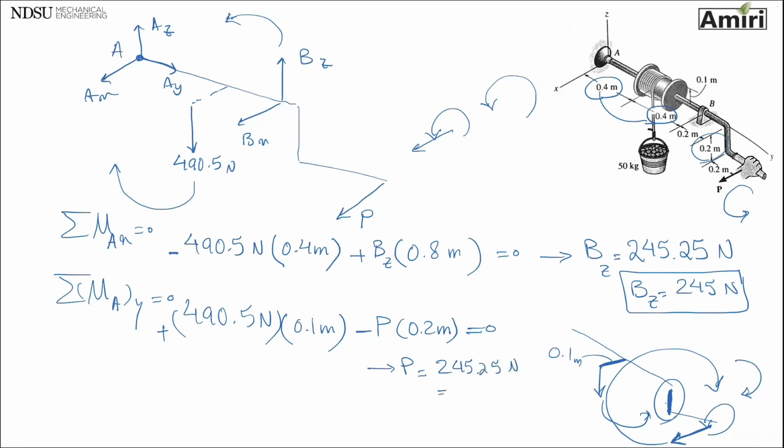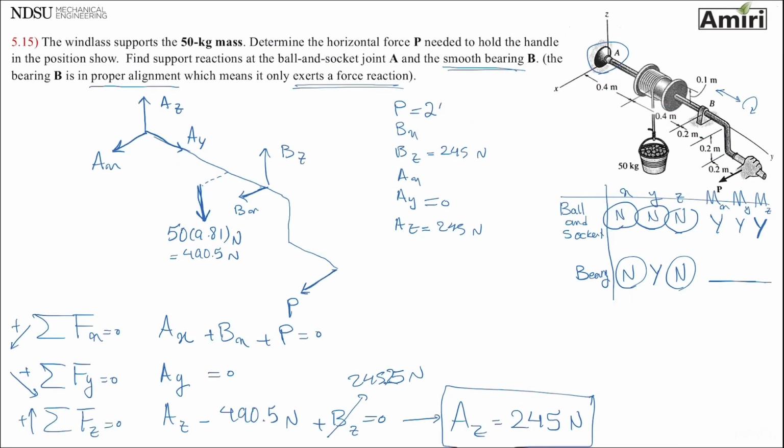So this number is popular. My P is also 245 newtons. Oh, I have it here, 245 newtons. I still can't figure out AX or BX.